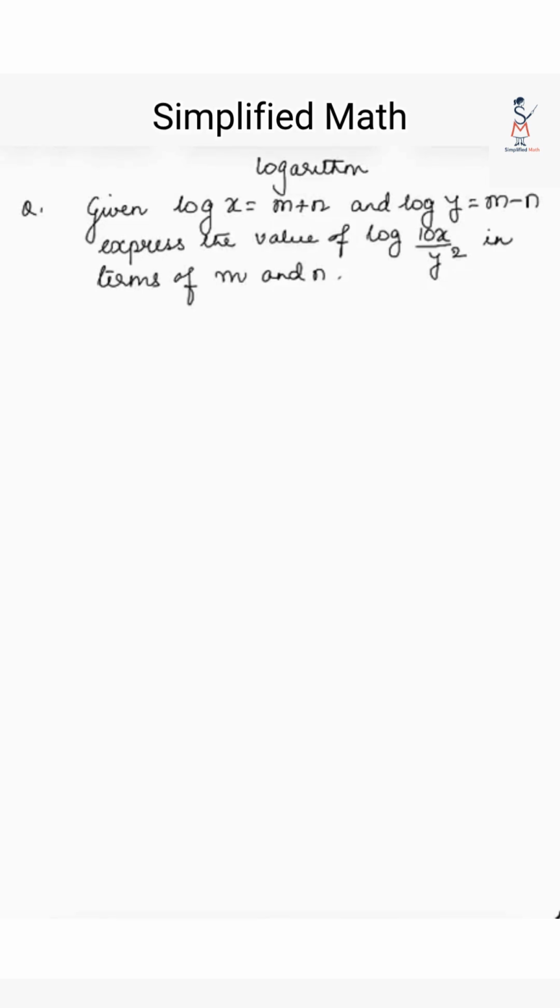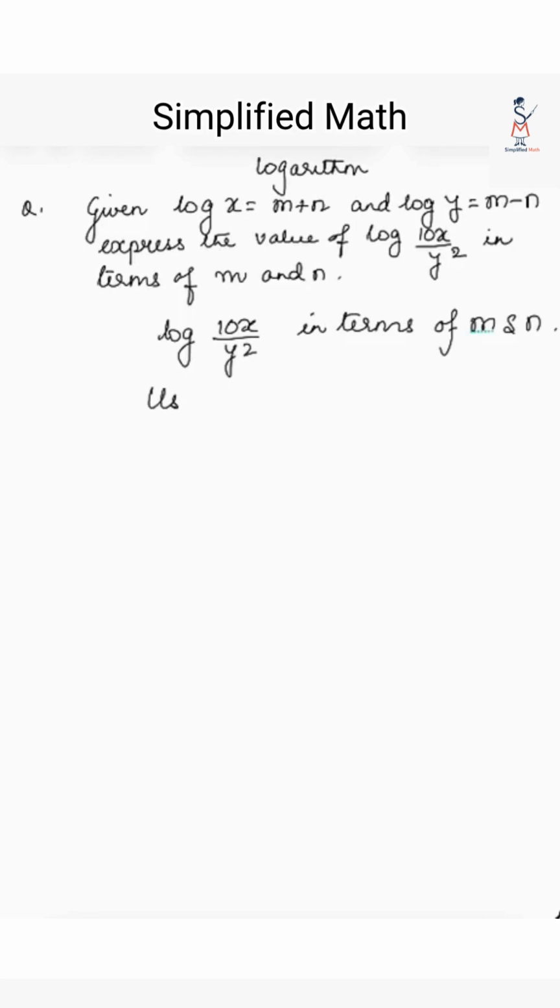Hi, we are doing logarithm. Given log x is equal to m plus n, log y is m minus n. Express the value of log 10x by y square in terms of m and n, right? So we have to put log 10x by y square in terms of m and n.